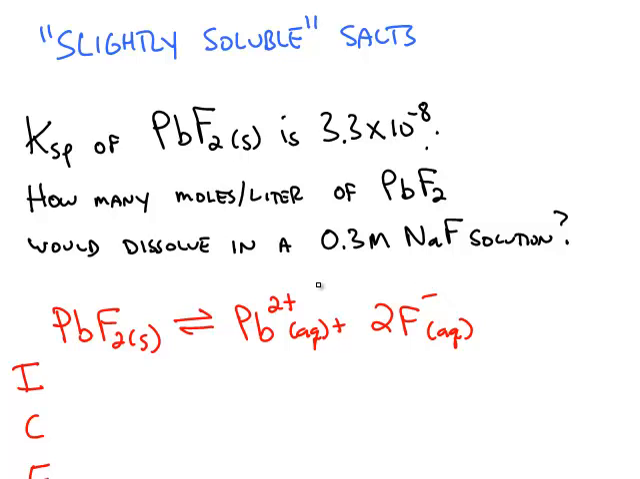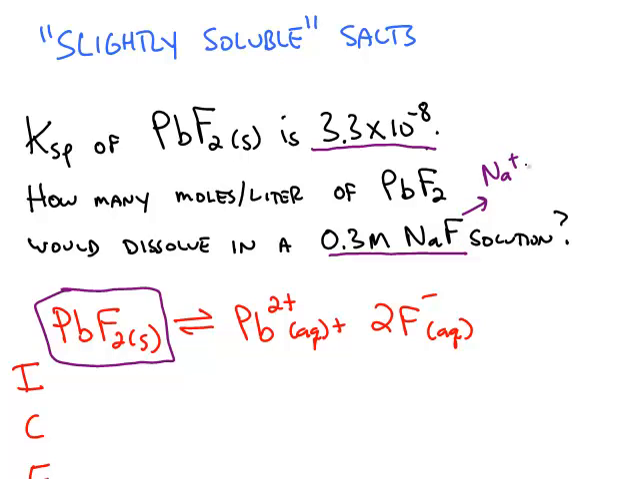What makes this a slightly soluble salt is the fact that this reaction has a very small equilibrium constant, meaning this reaction favors the reactant side. We can now calculate how many moles per liter of this solid would dissolve either in pure water or in a common ion such as a solution of sodium fluoride. Sodium fluoride is a completely soluble salt. Sodium fluoride dissociates into Na+ and F-.